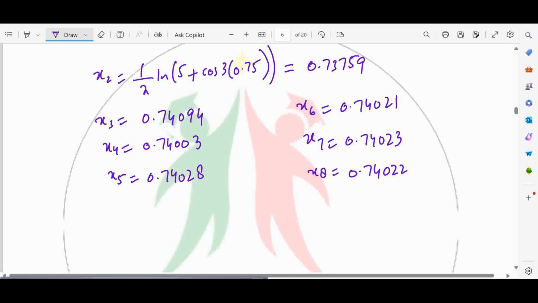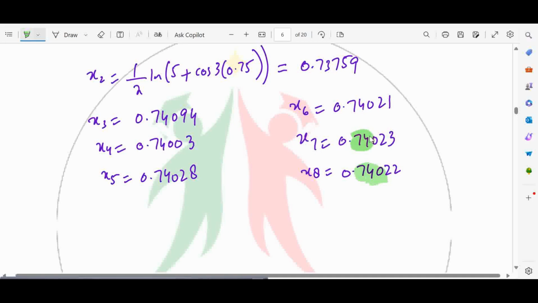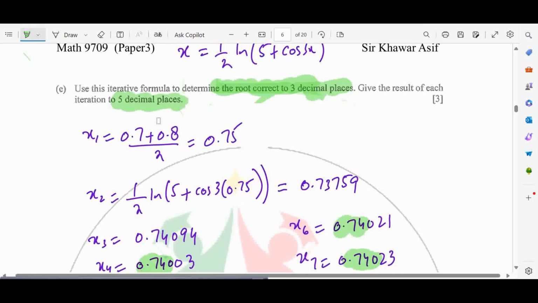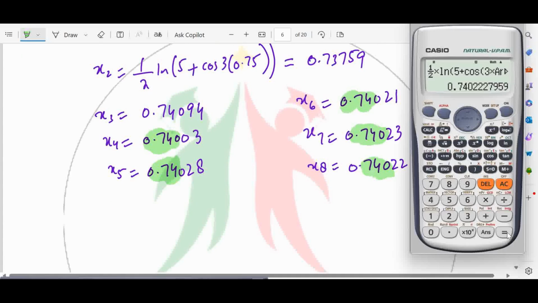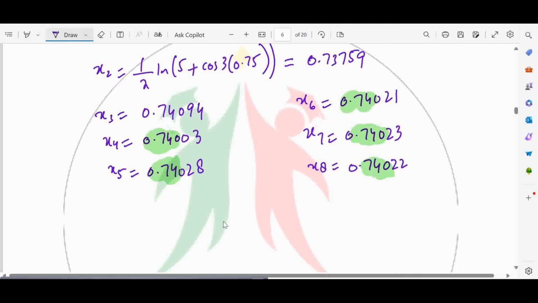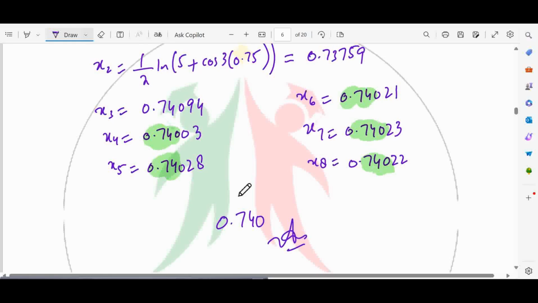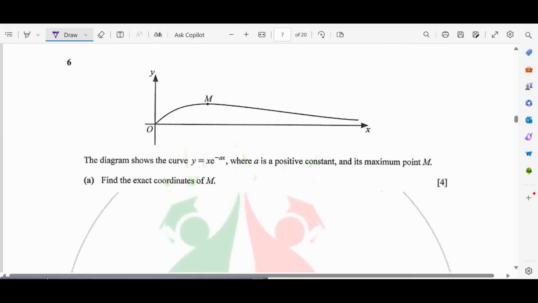Now from here we can see that there is a repetition in the number 0.74, and even if we keep pressing the equal sign, we will see the same, because we have to correct it to 3 decimal places. Be very careful about this. If we check it on the calculator and increase it, we can see that it will be 0.740. Let me write the final answer: 0.740 will be the final answer. I hope the concept is clear. Let's move to the next question. Question number 6.